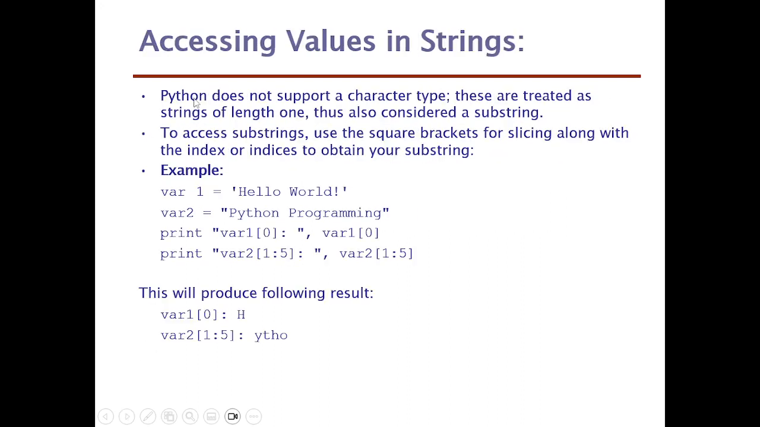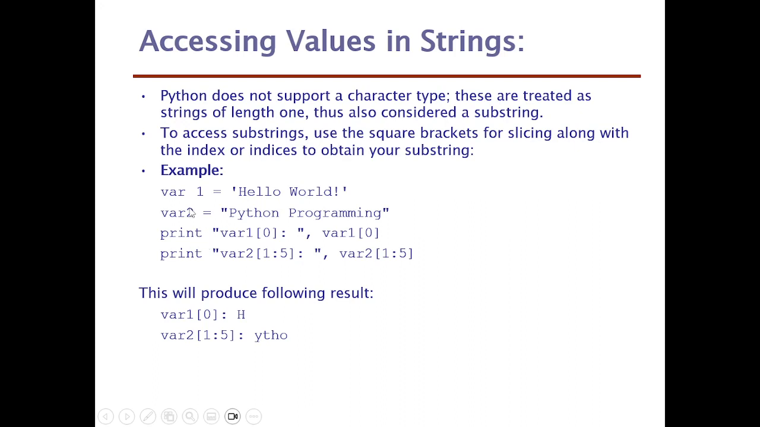So, accessing values in strings. Python does not support a character type. These are treated as strings of length 1, also considered a substring. So there is no character type in Python. In other languages, we have the character type, like in C and I think in Java. To access a substring, use the square brackets for slicing along with the index or indices to obtain your substring.